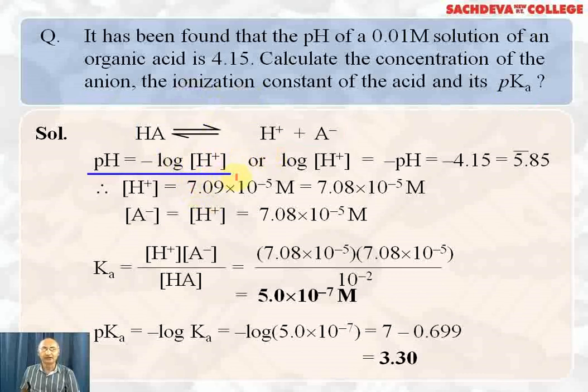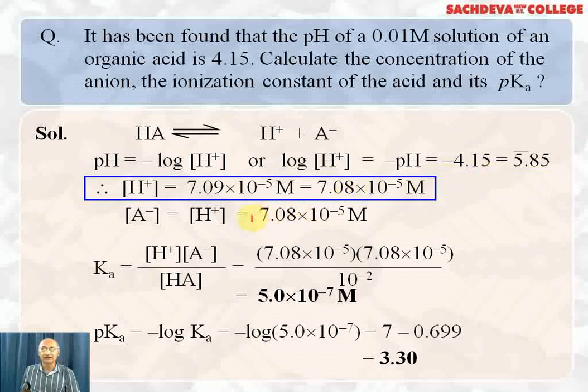pH is equal to minus log of [H+], or log of [H+] is equal to minus pH, minus 4.15. We cannot see the anti-log of a negative number, so we'll add 1 and subtract 1. Minus 4 and minus 1 means 5 bar, and 1 minus 0.15 is equal to 0.85. Now the anti-log of 0.85 you have to see, it will be 7.09. Put the decimal after the first digit, 7.09, and 5 bar means 10 to the power minus 5. So the [H+] concentration is 7.09 into 10 to the power minus 5 molar.